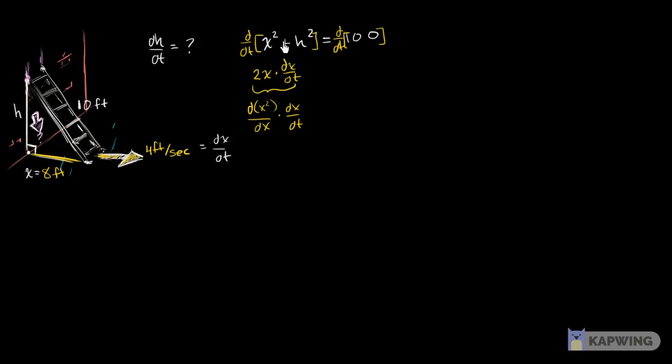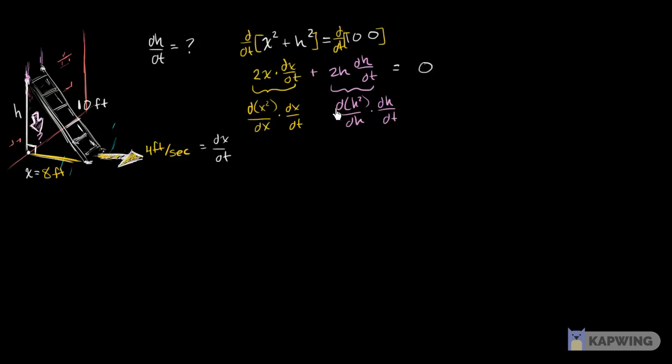Now similarly, what's the derivative of h squared with respect to time? Well, that's just going to be 2h, the derivative of h squared with respect to h, times the derivative of h with respect to time. Once again, this is the derivative of h squared with respect to h times the derivative of h with respect to time, which gives us the derivative of h squared with respect to time. And what do we get on the right-hand side of our equation? Well, the length of our ladder isn't changing. This 100 isn't going to change with respect to time. The derivative of a constant is just equal to 0.